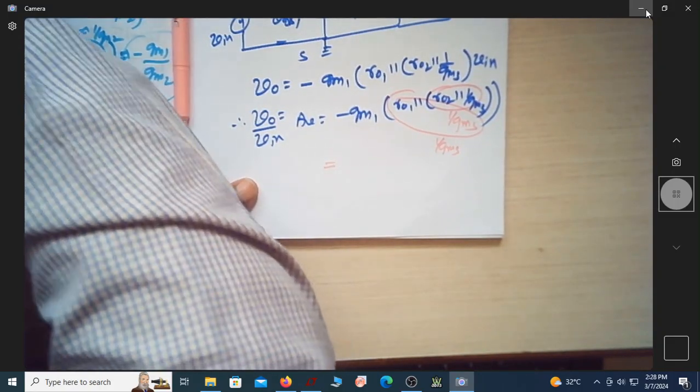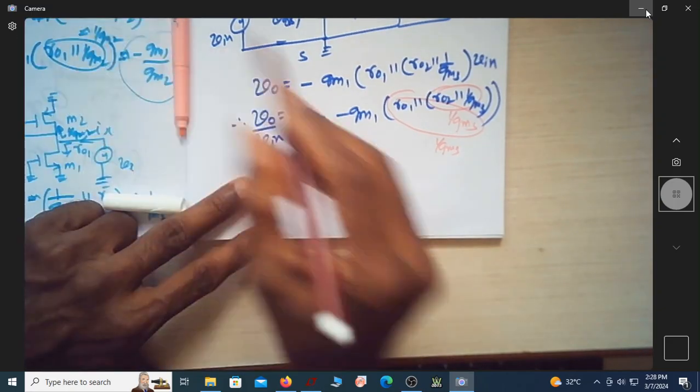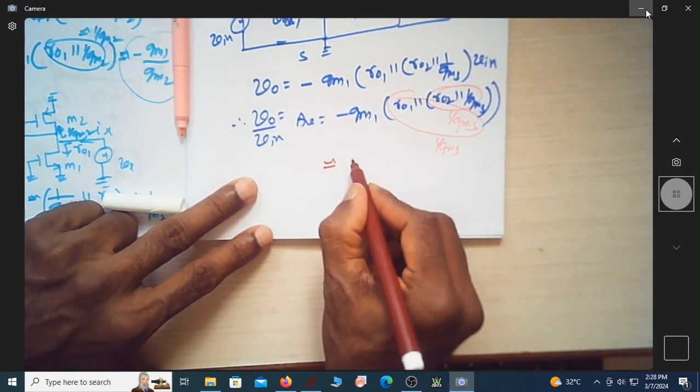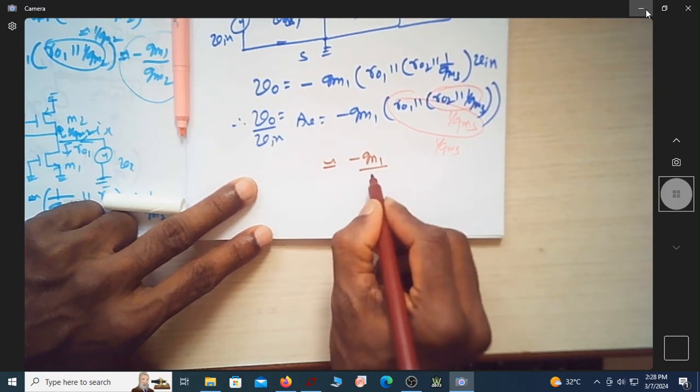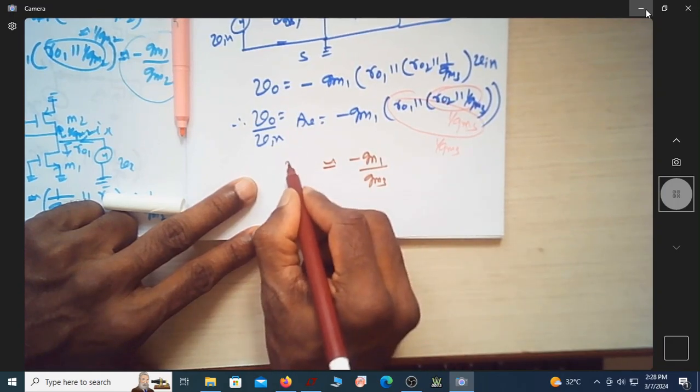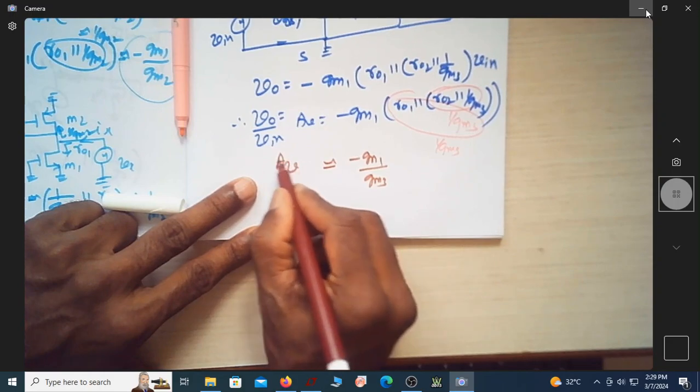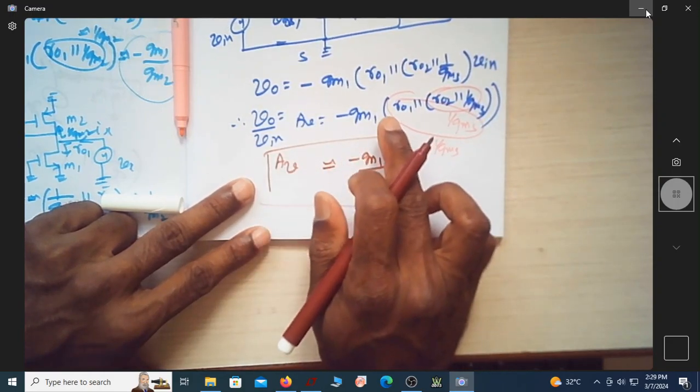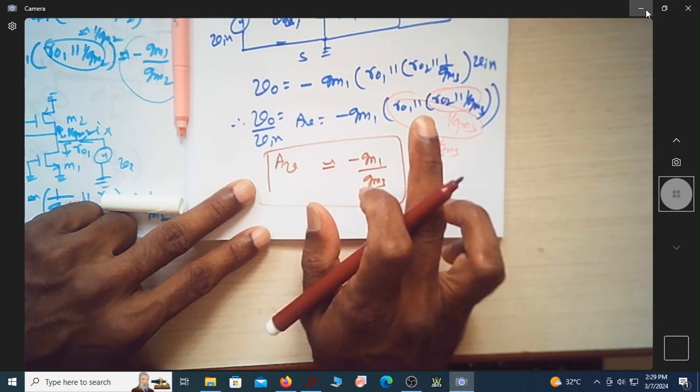Ultimately you will have an approximate gain. Let me actually put it in a different color pen. So this is approximately equal to minus Gm1 by Gm3. This is approximate AV. Exact AV expression is this one.